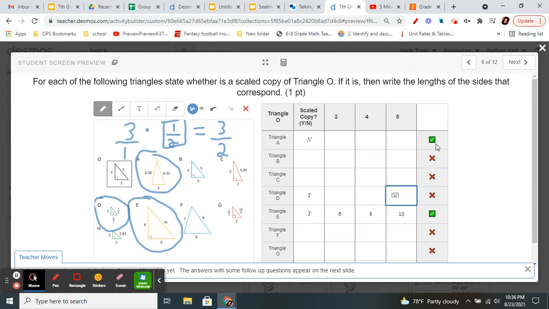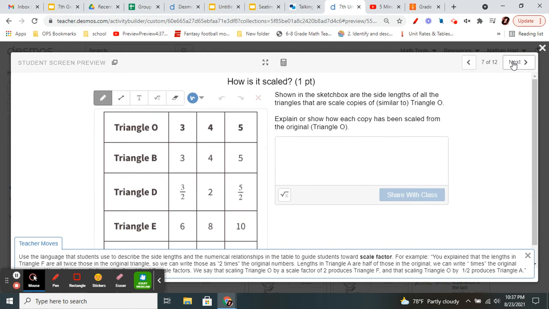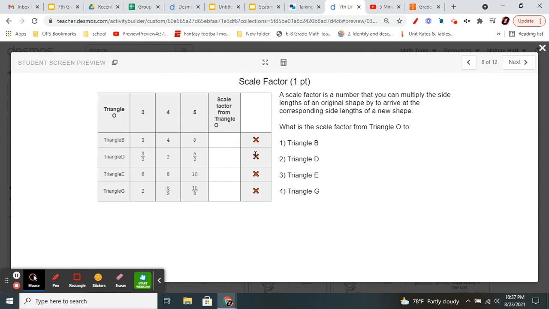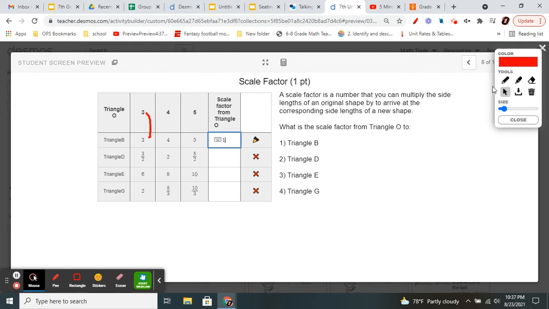Okay. So now you've got to explain how this works. Okay. So here we go. 3 goes to 3. So what are you going to multiply by? Yep, 1. Good job. That one's easy. We're going to skip down to triangle E. So 3 goes to 6. Yep, times 2. So this is a 2.